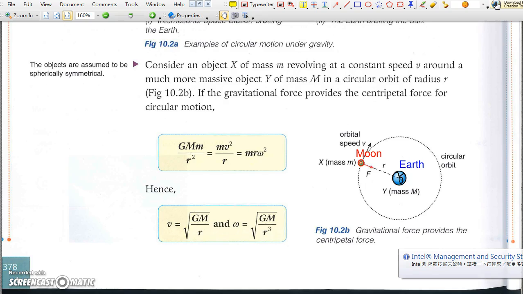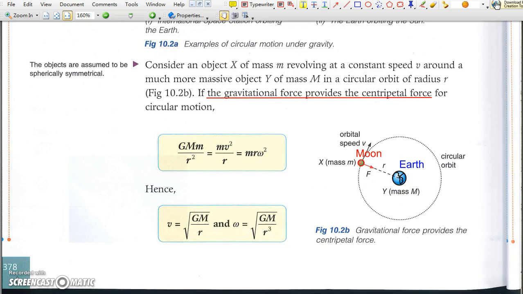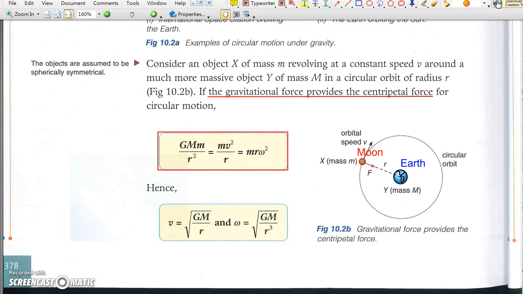The moon is attracted by the earth. The gravitational attraction provides the centripetal force for the orbital motion of the moon, as in figure 10.2b. Mathematically, GMm over r squared equals mv squared over r, also equals m r omega squared, which may allow us to calculate the orbital speed v or the angular velocity omega easily. By the way, the period T of the orbital motion is given by T equals 2 pi over omega.